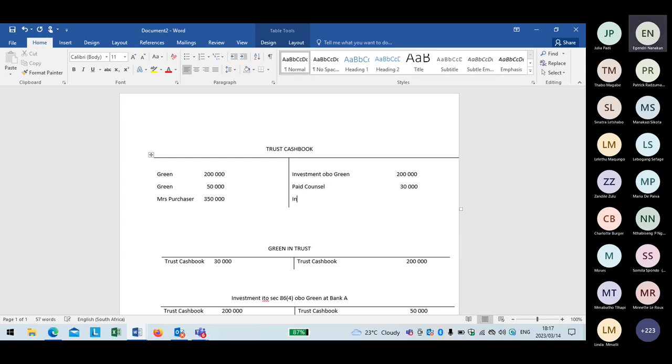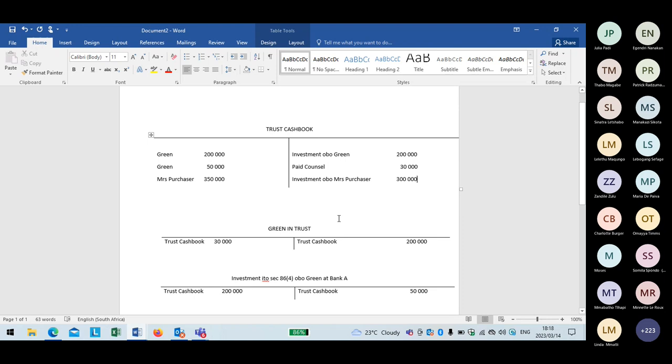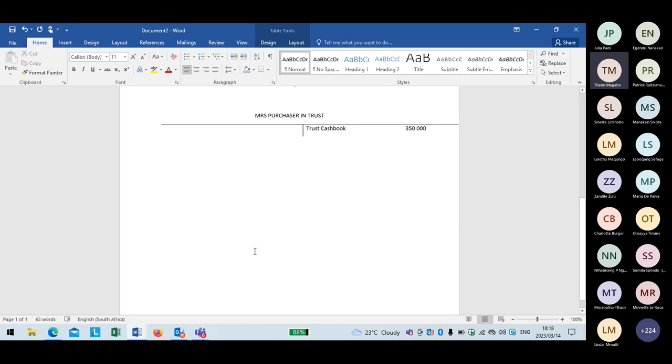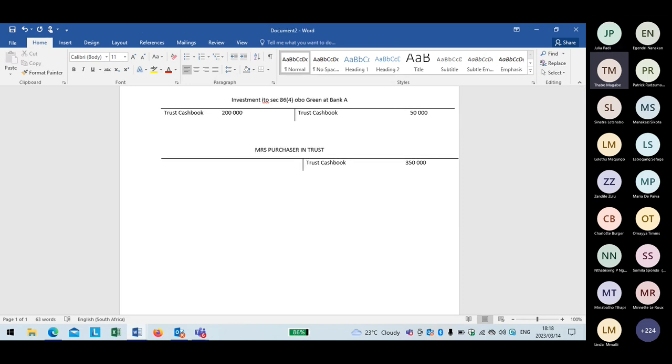Trust. Or you'll say on the credit side of the trust cash book, investment on behalf of Mrs. Purchaser. For how much? 300,000. So you credit the trust cash book, and your narration is investment on behalf of Mrs. Purchaser, 300,000. And then you open an investment account for Mrs. Purchaser. Investment.